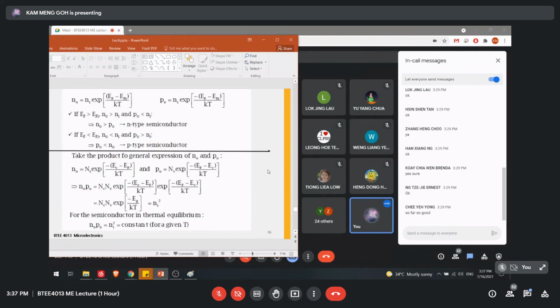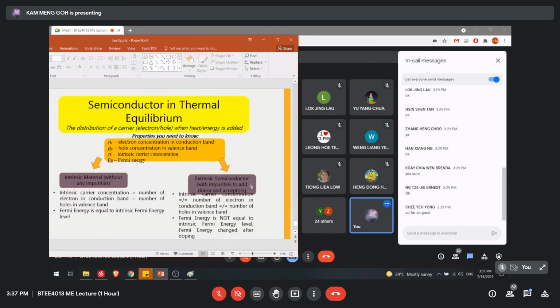Okay, let's continue. Same thing. If your EF is more than the EFI and NO is more than the Ni, then this one is equal to N-type semiconductor, P-type semiconductor. Then multiplied together, it becomes Ni squared, nothing much.